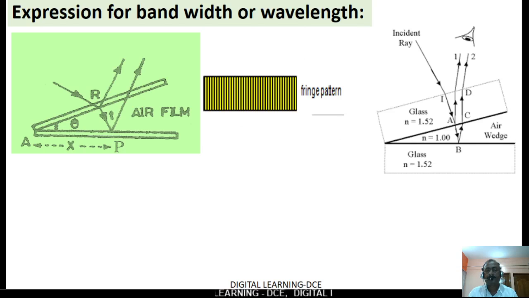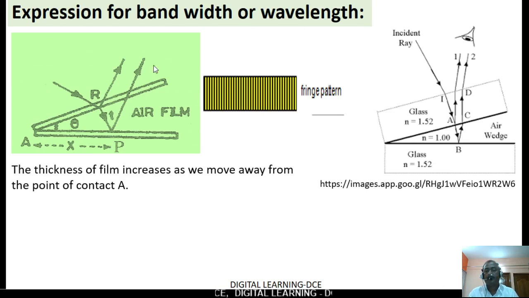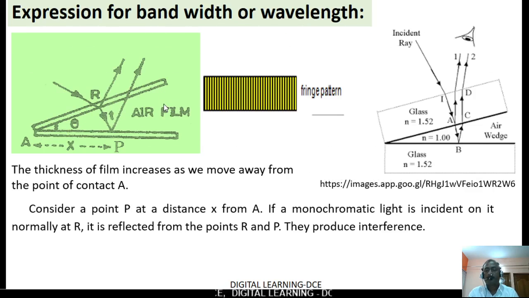See here, the thickness of the film increases as we move away from the point of contact A. Here the thickness goes on increasing. Consider a point P in the diagram, which is at a distance x from the point A. When monochromatic light is incident normally at the point R, it is reflected from the point R and the point P. They produce interference.